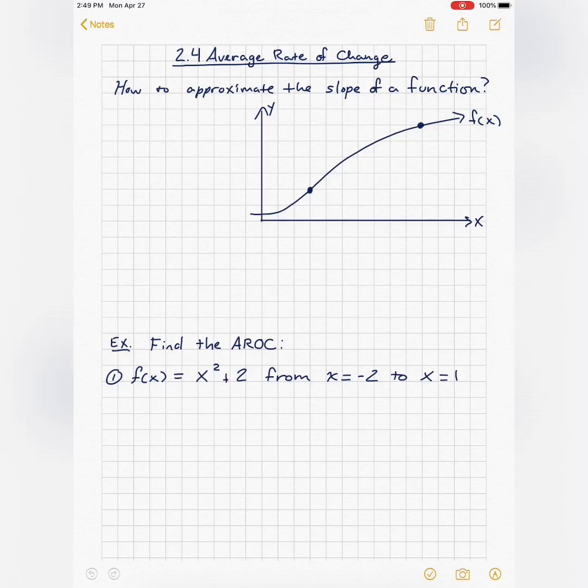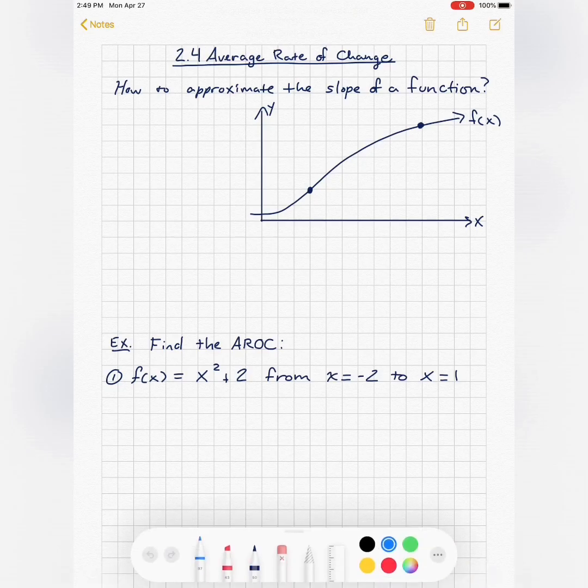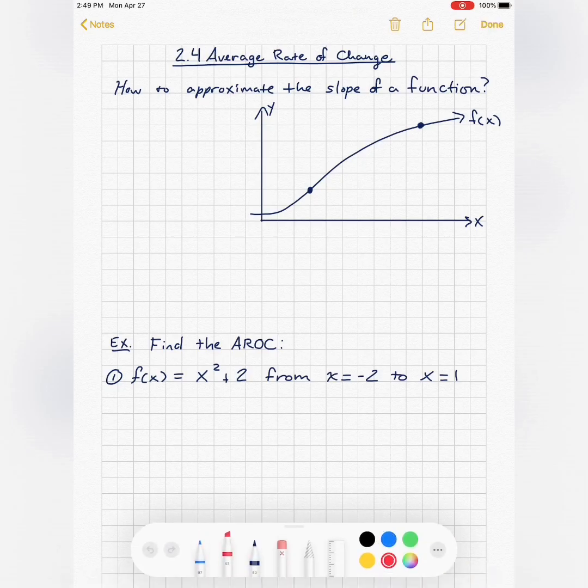2.4 is looking at the average rate of change of a function. So we start out with just a generic graph of a function here, say f of x. And the question is, well, I'd like to know the slope of this function, but if you look at the graph here, you can see that the slope changes depending on where I am on the graph, because this is actually not a linear function, it's not a line. In other words, it doesn't have a constant slope across the whole domain.